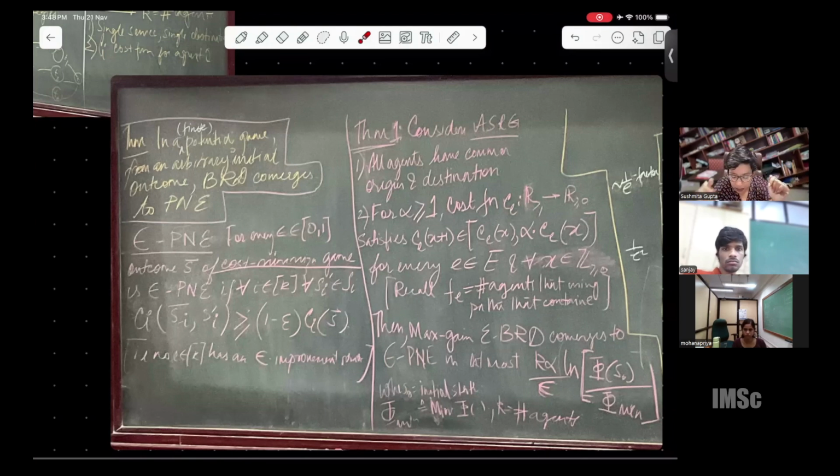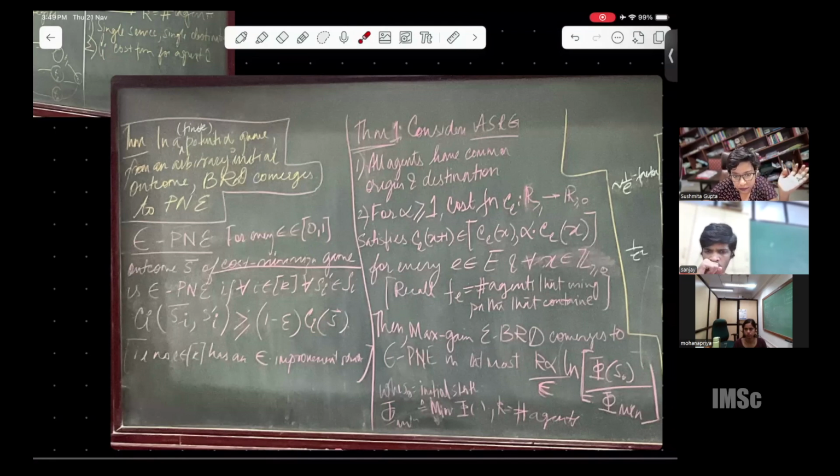That's the setting. Okay, then in this case, we can prove that this max gain epsilon best response dynamic converges to an epsilon PNE in at most this many steps: k alpha by epsilon ln of phi of S0 by phi of min. So phi of S0 is the potential value of the initial state of the game, and phi of min is the minimum potential function value. Okay, and you recall that phi min then witnesses a PNE.